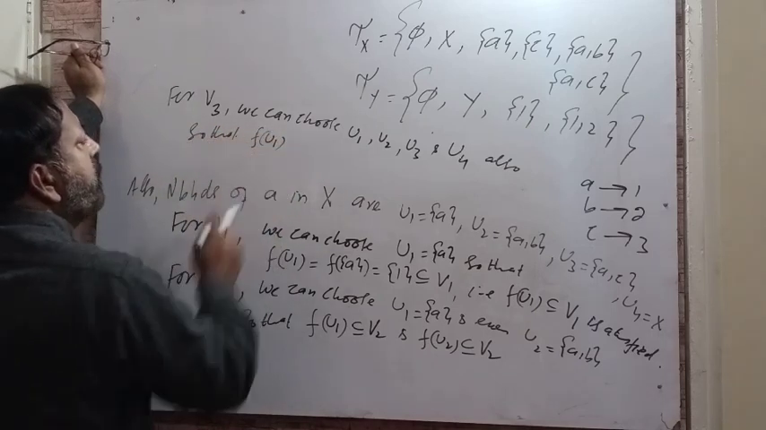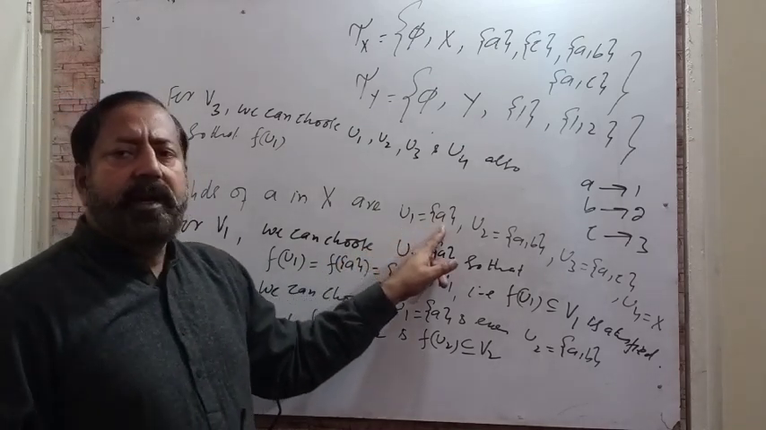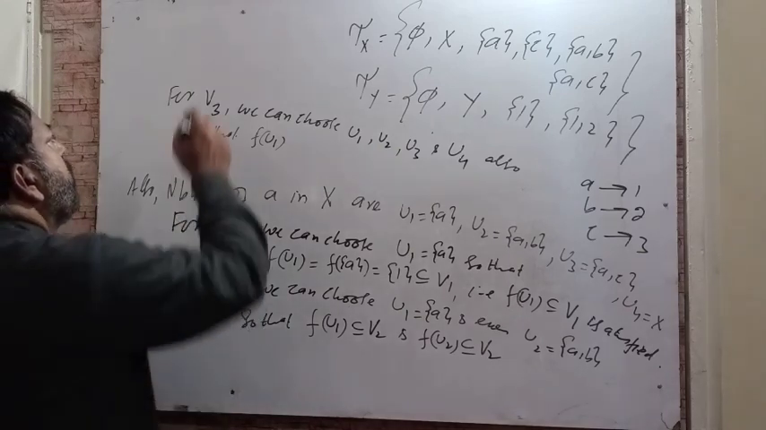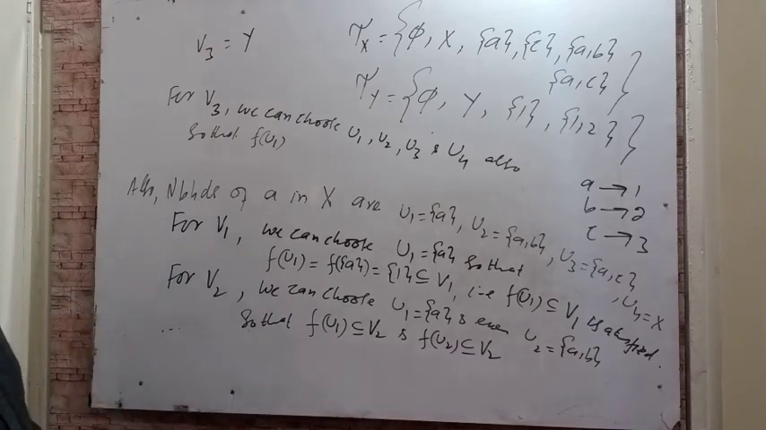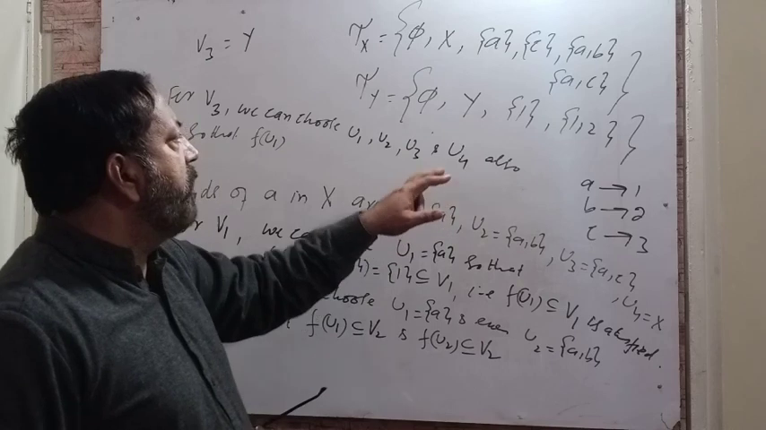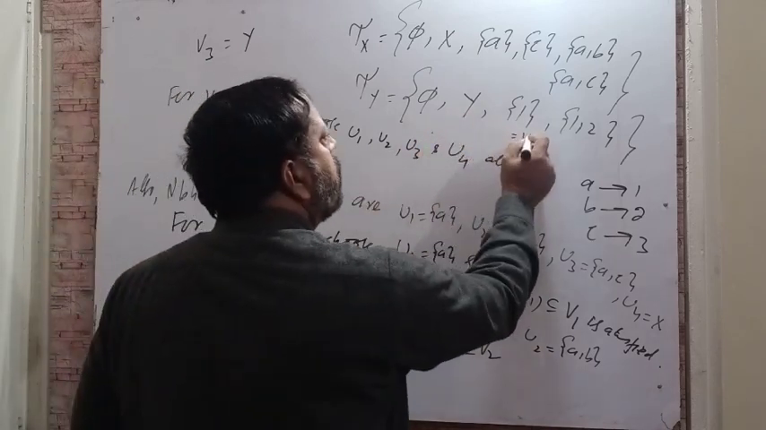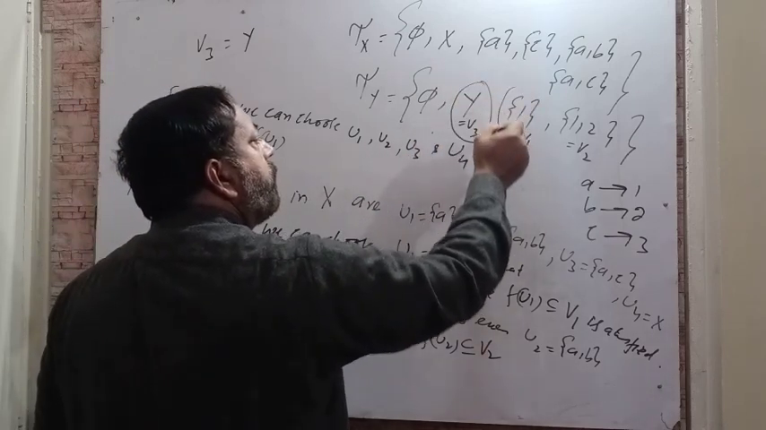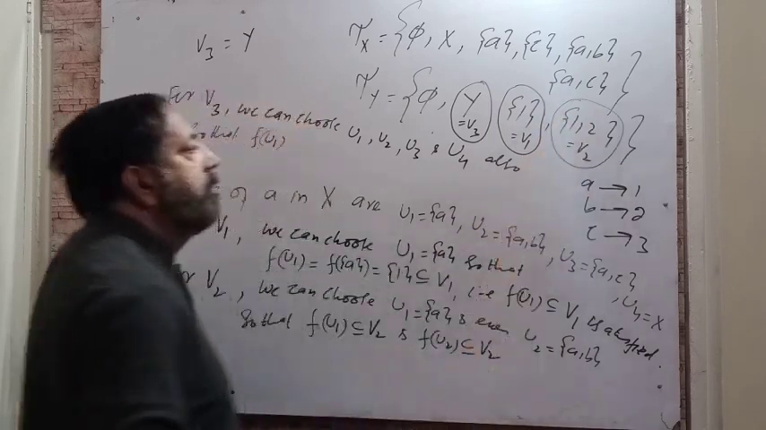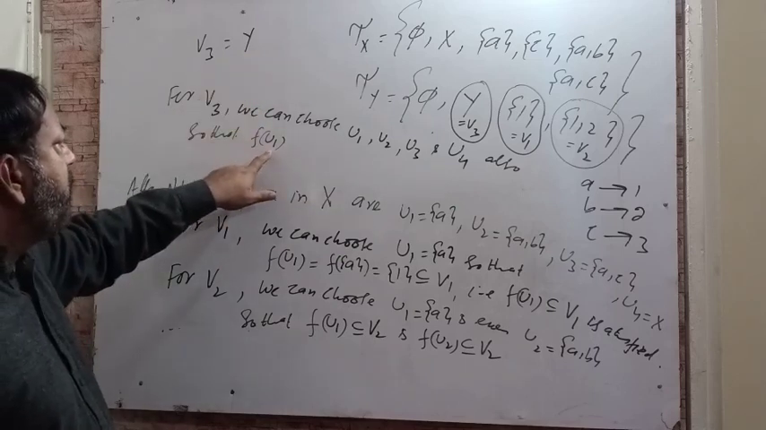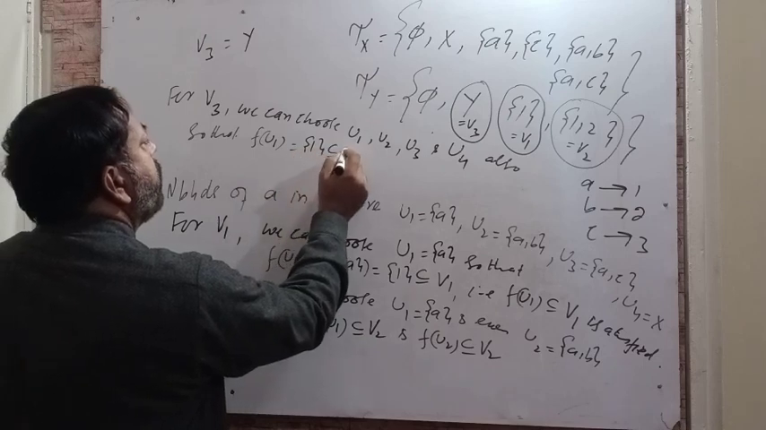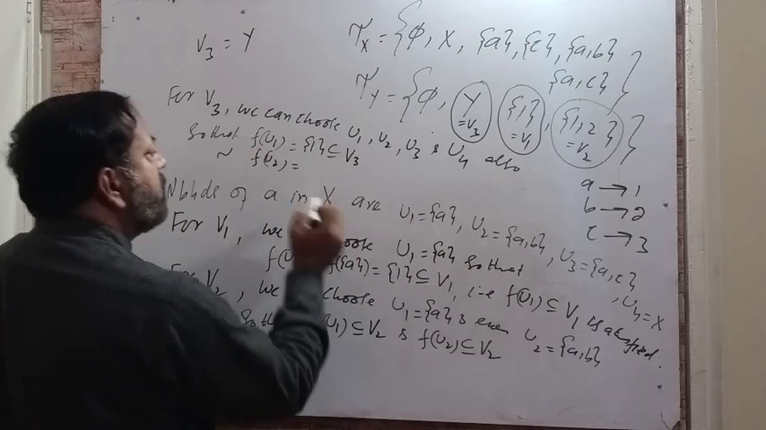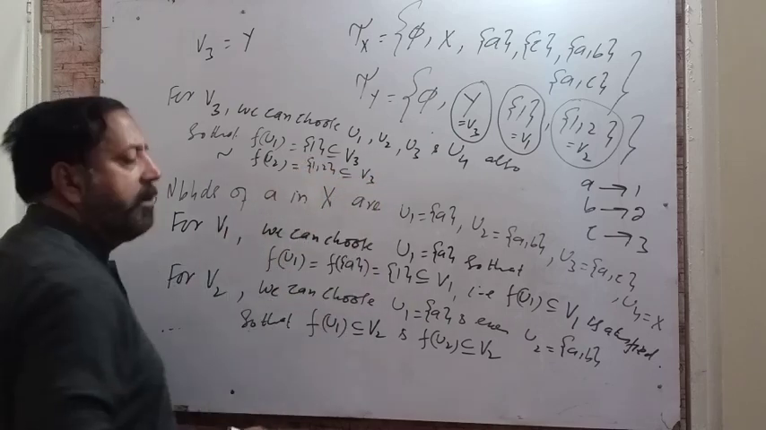you see, what is f of U1? U1 is {a} and f of U1 is {1}, and what is contained in V3? Your V3 was Y. So the third neighborhood of f(a) is V3. This was V1, this was V2 and this was V3, right? Since V3 is equal to Y, that's why f of U1, which is {1}, is contained in V3. Similarly, f of U2, where U2 is {a, b}, will give you {1, 2}, this is also contained in V3, right?